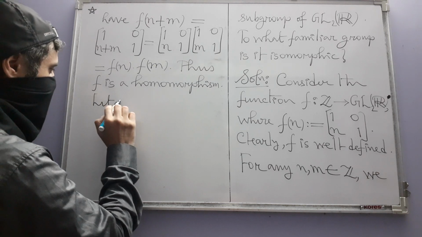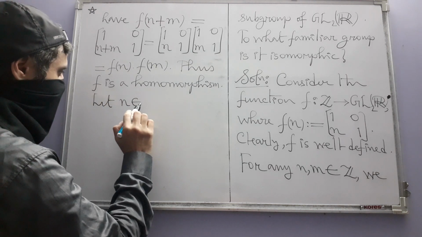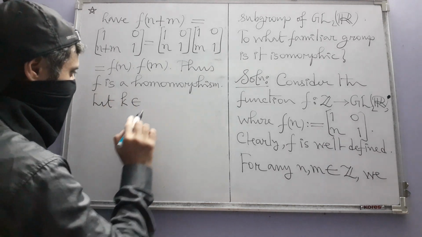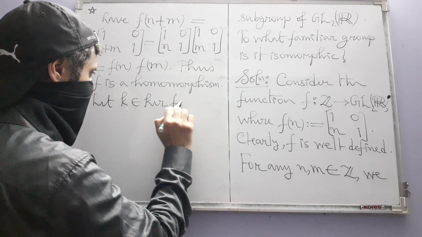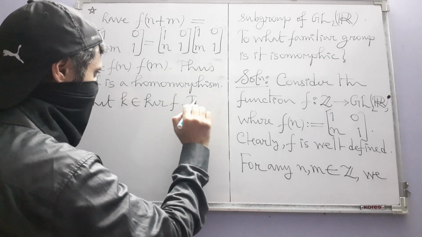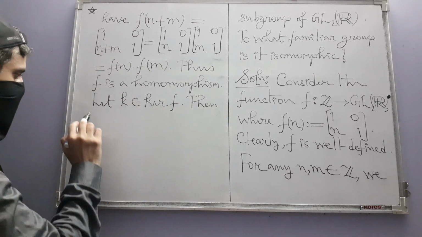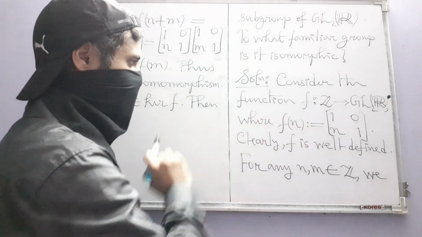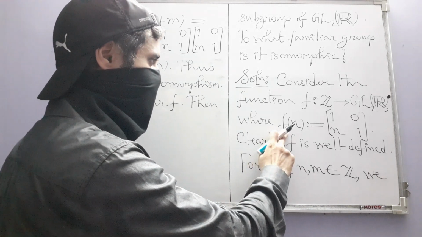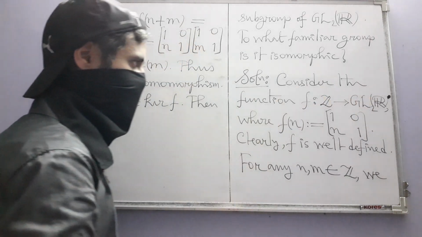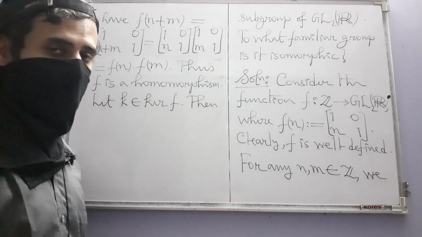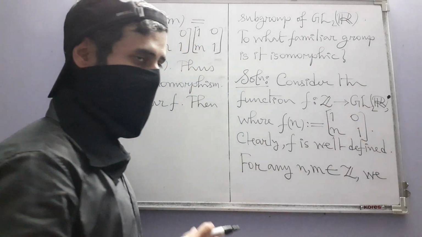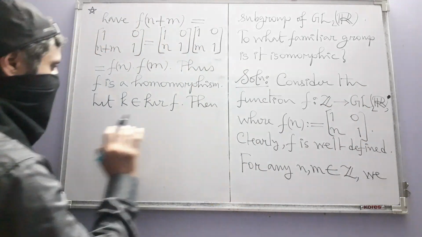So let k be any element in the kernel of f. Then, by the definition of kernel, f of k will be what? f of k has to be the identity element in this group, which is what? The 2 by 2 identity matrix. It's not the zero matrix, okay? The operation is multiplication of matrices, not addition of matrices.